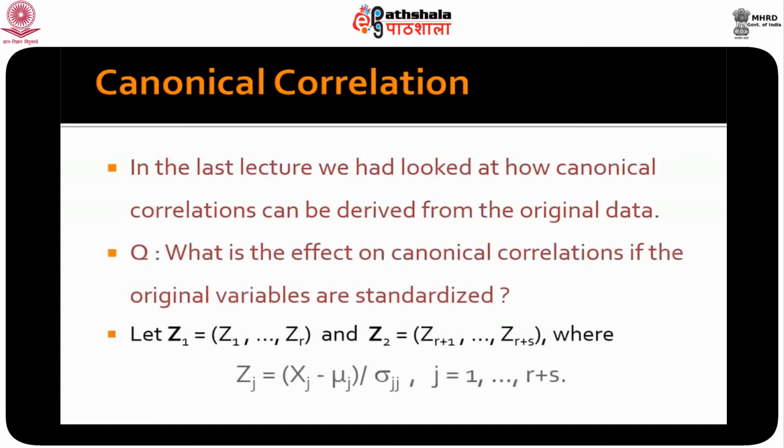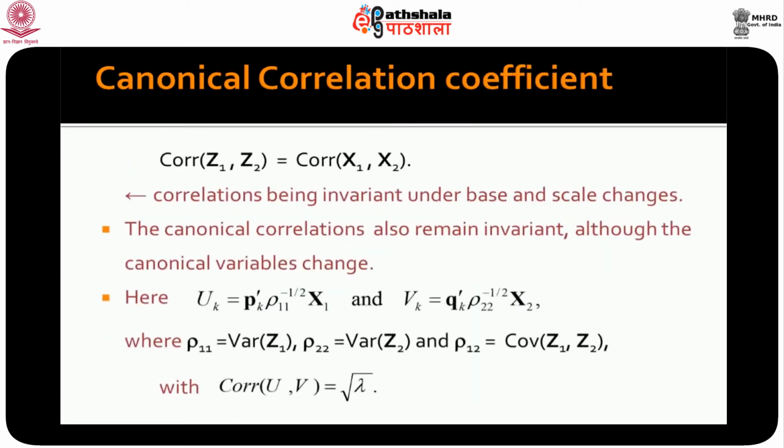What if we actually standardize the variables? So, instead of looking at the original variables, suppose we standardize them. Instead of x1, we now have z1. z1 consists of r elements, each of which comes from the corresponding xi's, it is xi minus mu by sigma. So, we standardize this. Similarly, instead of x2, we have z2. And what would you expect the correlation between x1 and x2 to transform to in terms of z1 and z2? This would remain the same. We know that if you have a base or a scale change, the correlation does not change.